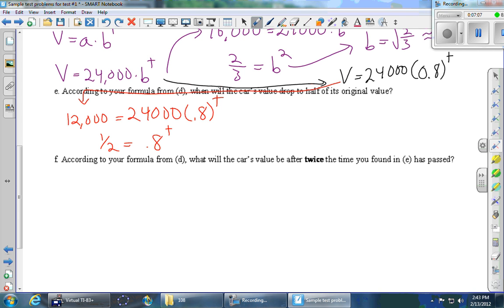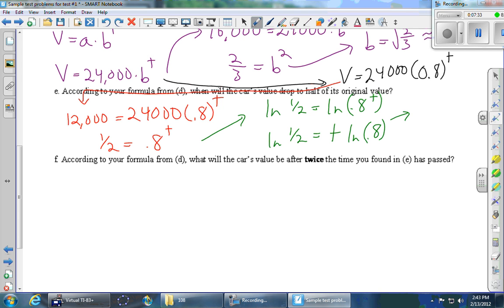The variable is in the exponent, so this is a good time to use logs. So we're going to do log of half equals log of 0.8 to the t. If you want to use the common log instead of natural log, that's perfectly fine. ln of a half is some number we'll get from the calculator. T comes down in the front, so it's t ln of 0.8. And then finally, to solve for t, divide both sides by ln of 0.8. So we get ln of a half divided by ln of 0.8.